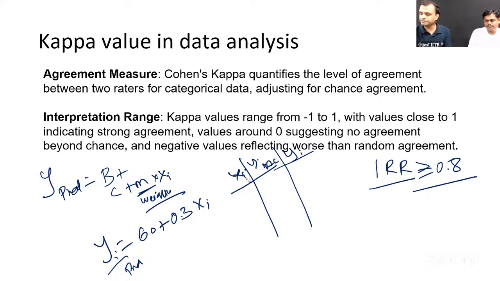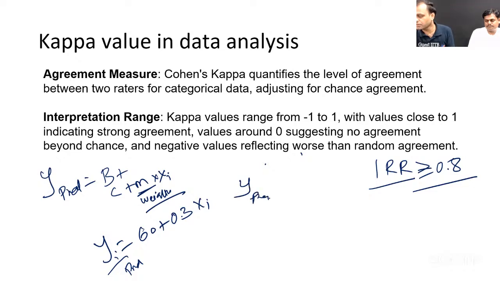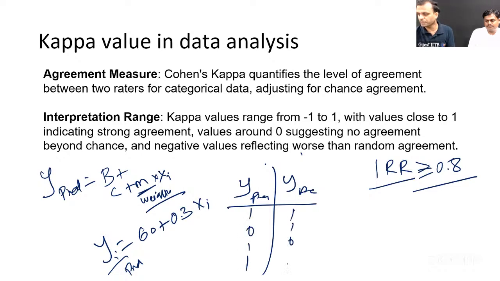Suppose in logistic regression, y predicted and y actual are in the form of 1 or 0, binary. Then we use the confusion matrix. We compute the confusion matrix, then we apply the Kappa score. So the Kappa score idea is borrowed from education for inter-rater agreement, and then we borrow it in ML to check whether the system is performing better.